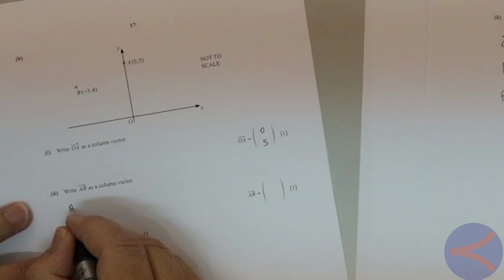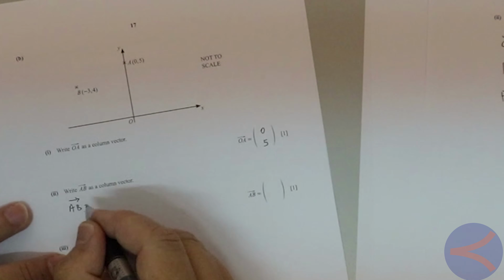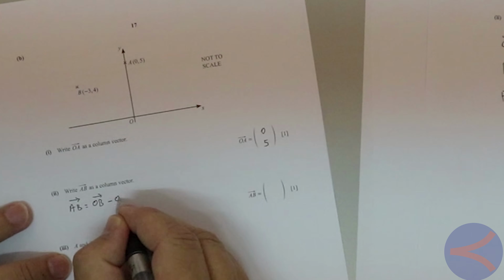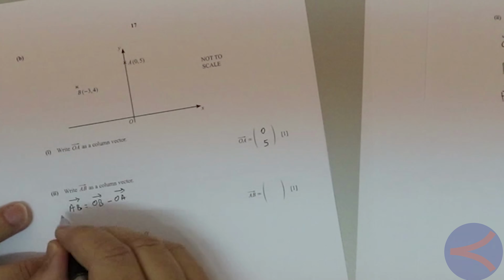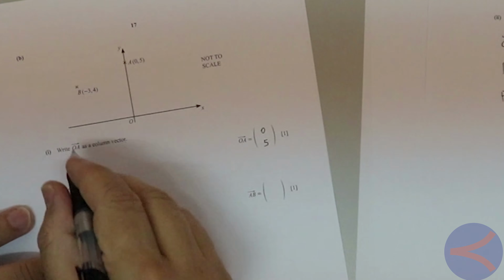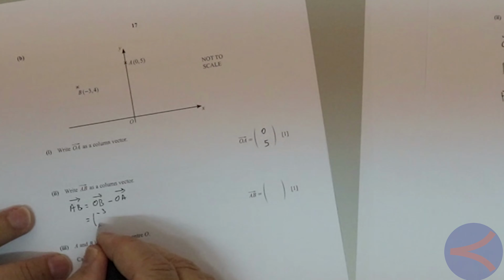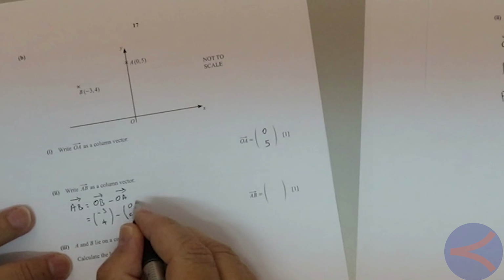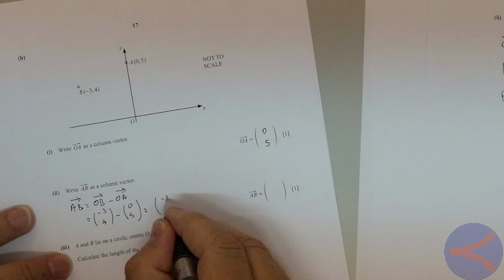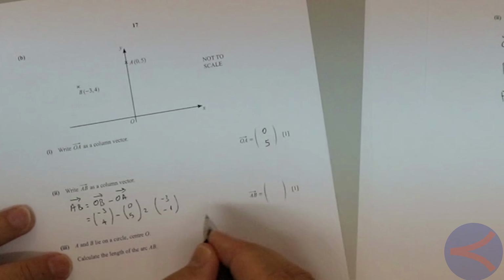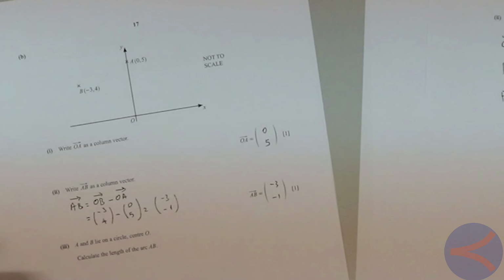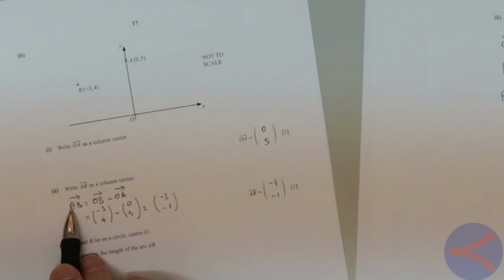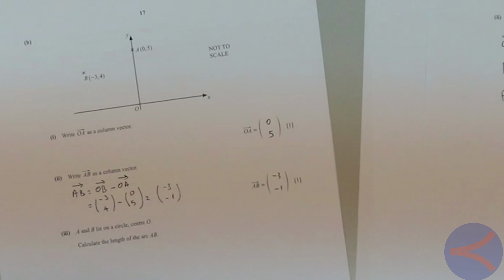Therefore, AB is always equal to OB, the end point, minus the starting point. End point minus starting point. That is the thing which you have to remember. That is (minus 3, 4) minus (0, 5). So the answer is (minus 3, minus 1). Therefore, remember that any vector with respect to the origin will be end point minus starting point. Therefore, OB minus OA.